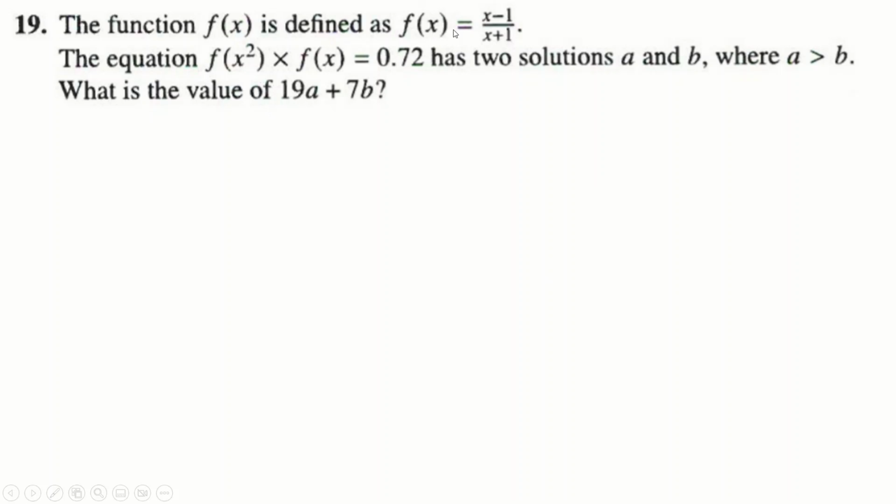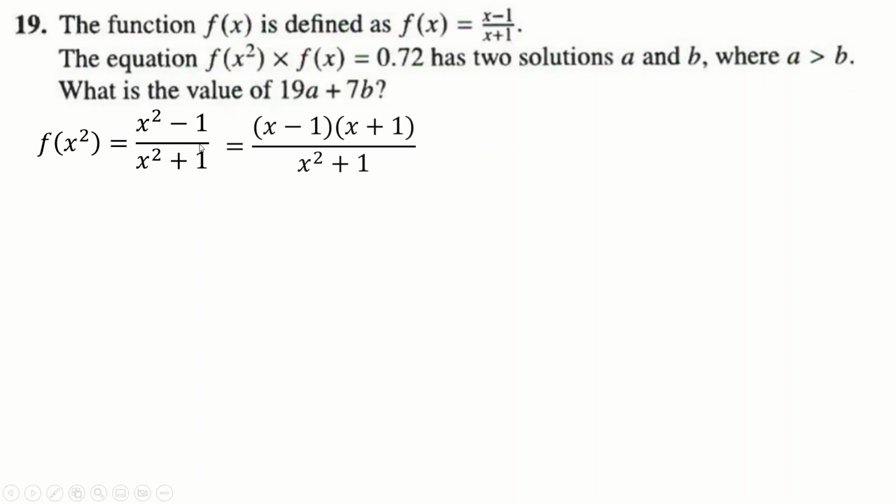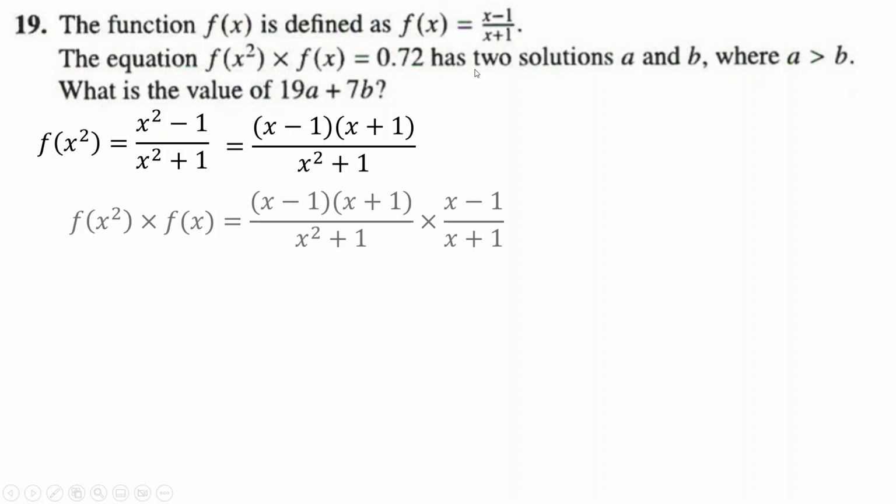So f of x is defined to be this. So that means f of x squared, you just input x squared instead of the x's. So you get this. As soon as you see this, you factorize difference of 2 squares. Never not been helpful when you see this. And it turns out to be helpful because when you write this out, f of x squared is this times f of x, which is just that. Of course, this just cancels with that.